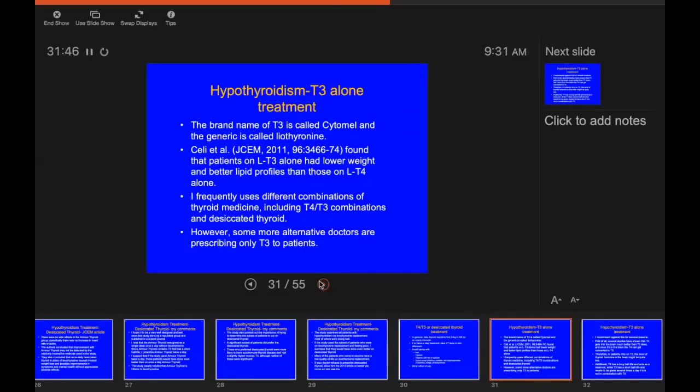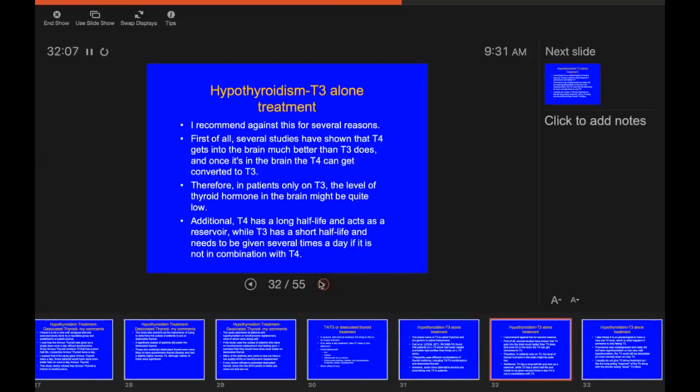I would rather give them a combination of T4, T3. I didn't look at combinations, just one or the other. It's interesting, a lot of alternative doctors are giving T3 only to their patients. Especially there's a group in Torrance, near where I work, that does this only. Pretty much anybody that walks in the door gets the T3 treatment. And I recommend against this for several reasons.